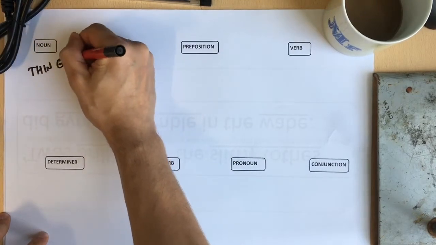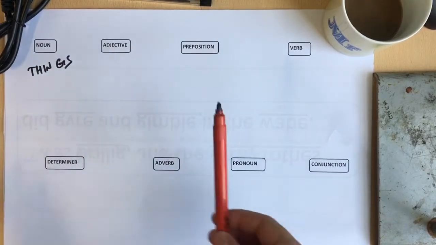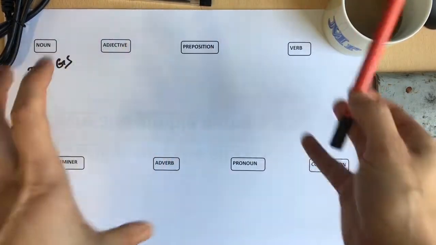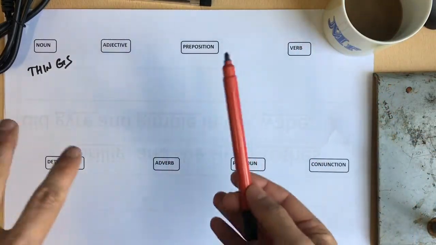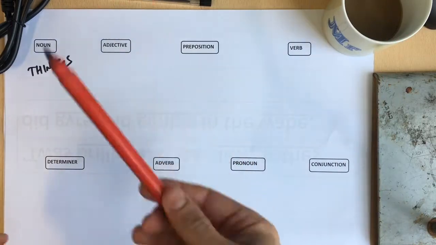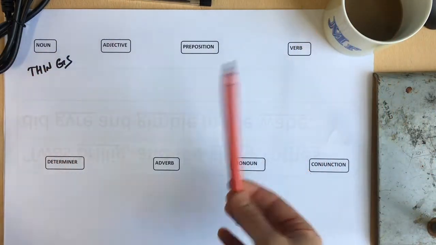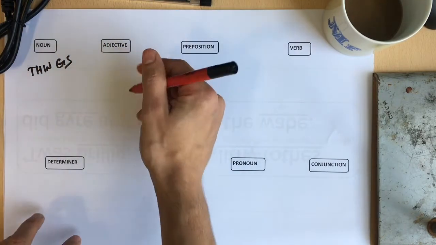Okay, we've got things. So you can have abstract things and concrete things. A concrete thing would be an actual thing, like a pen or a cup. So they're real things, they're objects, they exist in time and space, and generally if you can put a or some in front of it, it tends to be a noun. So a pen, some coffee, a cup, things like that. So they're things, okay?